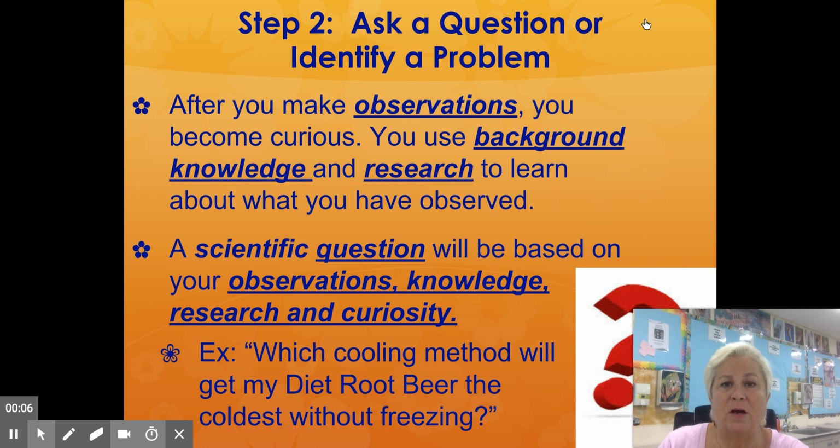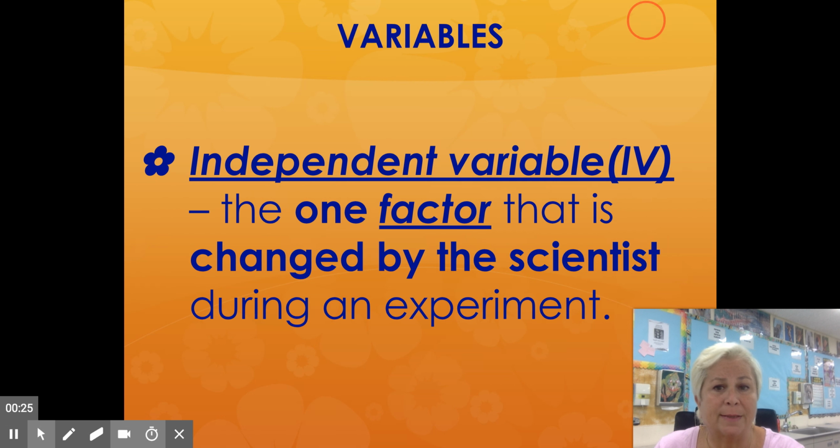This is where we left off last time at step 2. So we've made an observation and we have asked a question or identified a problem. And so our next step is going to be to write a hypothesis or formulate a hypothesis. But I also mentioned to you that we need to understand about variables. So that's the next thing that we're going to talk about. That's the subject of this video.